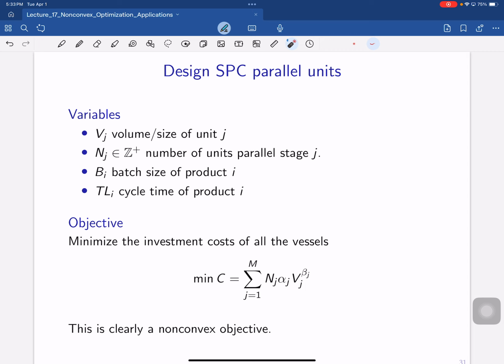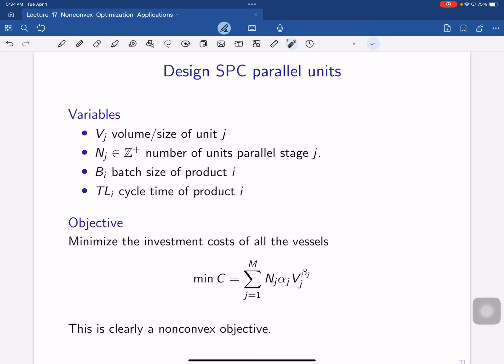Now let's talk about this problem. The objective is to minimize the total investment cost of all the vessels. Right? So this part is the investment cost of a single vessel, and then Nj is the number of vessels in a given stage. Right? So therefore, this is the total investment cost, and this is clearly a non-convex objective. Right? You are minimizing a concave function.